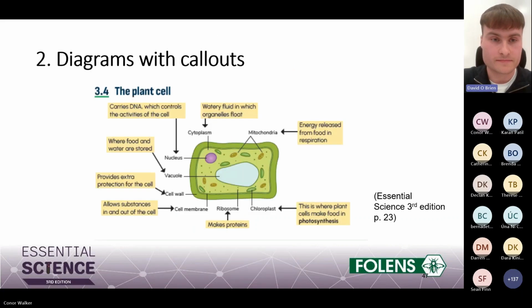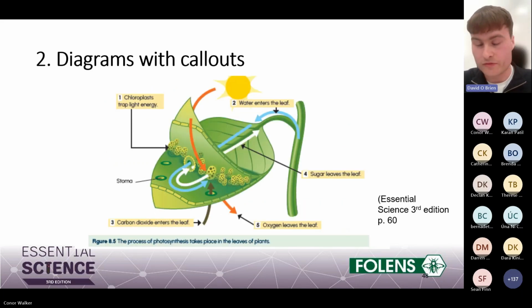Next slide, please. Secondly, every single diagram in the third edition of Essential Science is labelled with callouts. Callouts will help our students better understand the parts of specific diagrams, and as well as that, the function of each of the parts, rather than having paragraphs about them. We have one there, as you can see on the plant cell. It's labelled with callouts incorporating the roles of each of the organelles. Next slide, please. And we have one on photosynthesis.